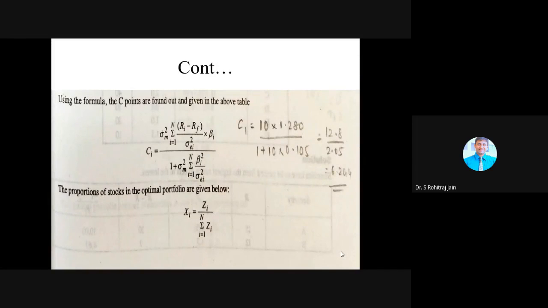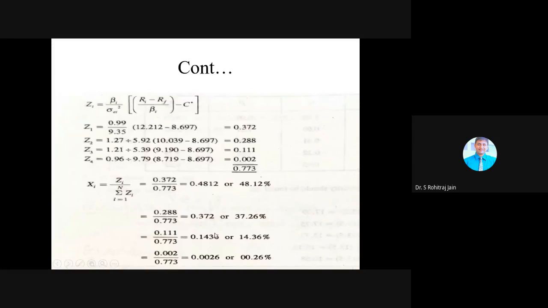After finding out the cutoff point, the next thing is we need to calculate the proportion of stock in the optimum portfolio. One thing we have identified is my portfolio consists of the first 4 stocks only. The 5th stock I'll not be considering because my cutoff point has stood in the 4th place. So how do we calculate the proportion of stocks in the optimum portfolio? Proportion symbolically is written as xi, which is equal to zi divided by summation of i equal to 1 to n of zi. Now, how do I calculate zi?